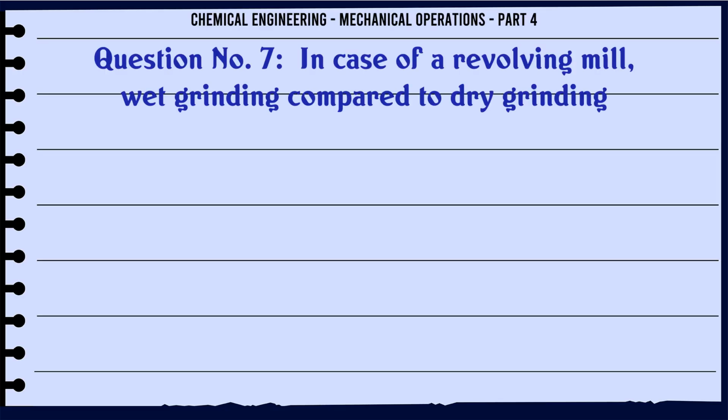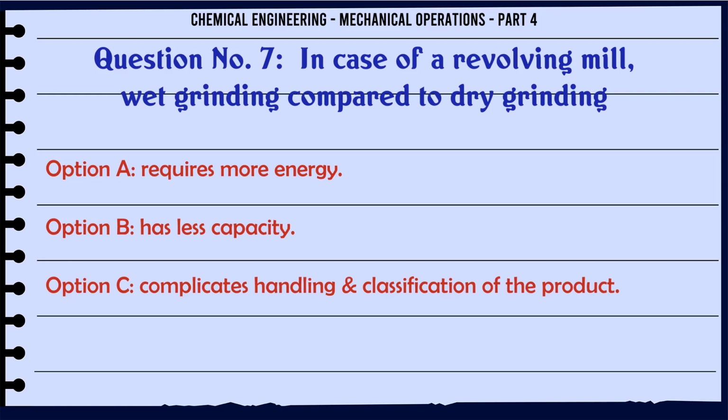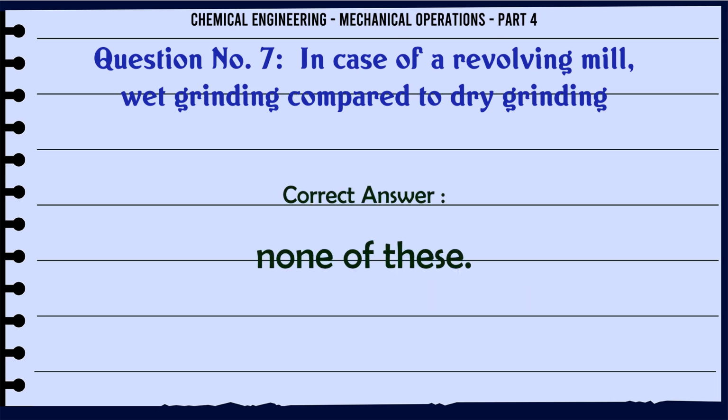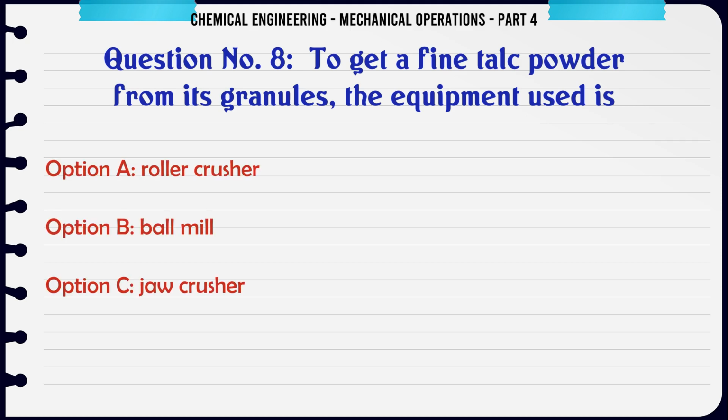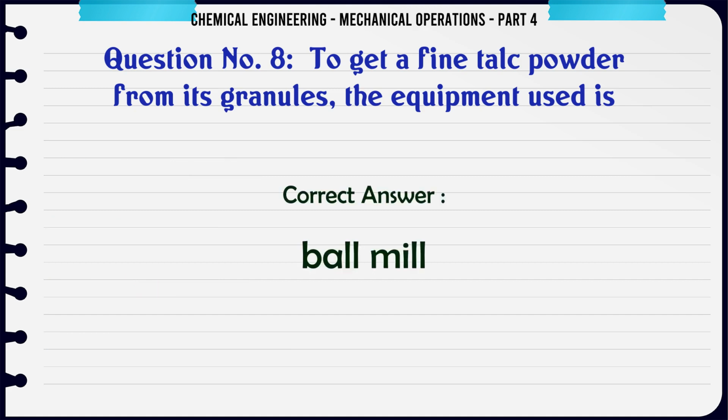In case of a revolving mill, wet grinding compared to dry grinding. A. Requires more energy. B. Has less capacity. C. Complicates handling classification of the product. D. None of these. The correct answer is none of these. To get a fine talc powder from its granules, the equipment used is A. Roller crusher. B. Ball mill. C. Jaw crusher. D. Gyratory crusher. The correct answer is ball mill.